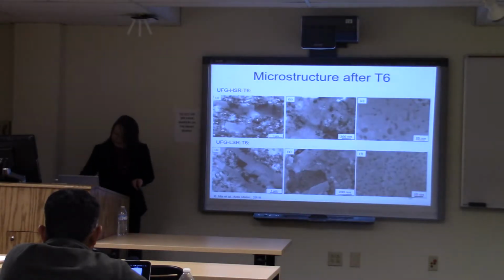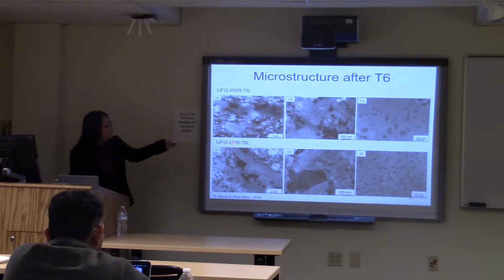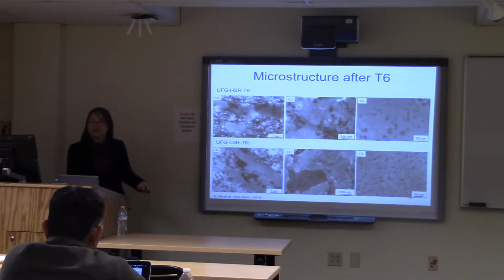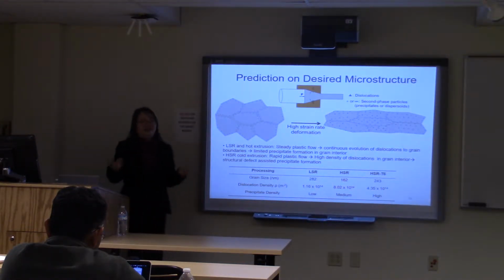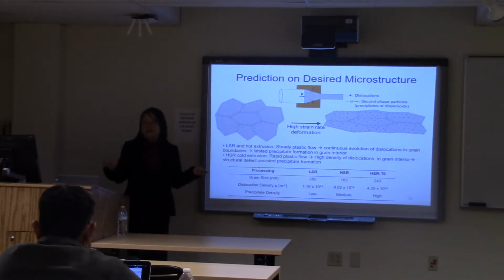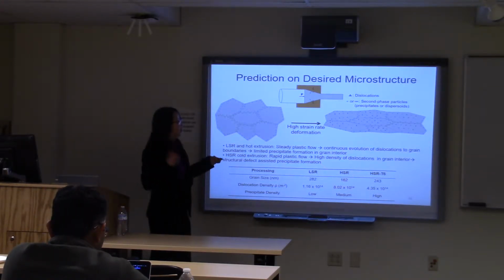So I'm going to skip this again, I'm not going into details, but we do look at after T6. So you see the comparison here: using a traditional extrusion, we get higher number density of precipitates, but using this after T6, we get coarser precipitates with a lower number density. So this gives me an idea about the design, right? What's the desirable microstructure if we target higher temperature, higher strength here?